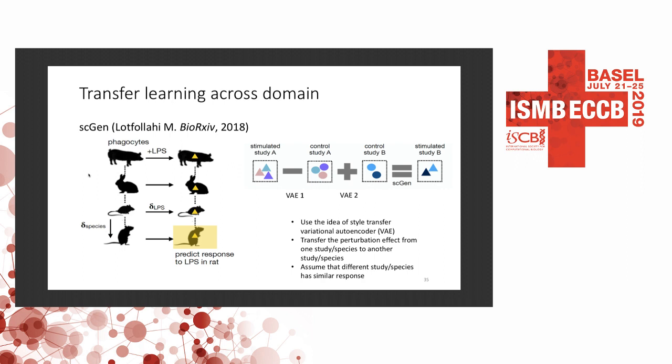So the big idea is that they assume that different species have different baselines, but the response is the same. They think that the response here is the same as the response here. That's a big assumption, because if it's about human and mice, you're assuming that humans have the same reaction as mice, which is still unknown. But this is a first try of style transfer in single-cell RNA sequencing.